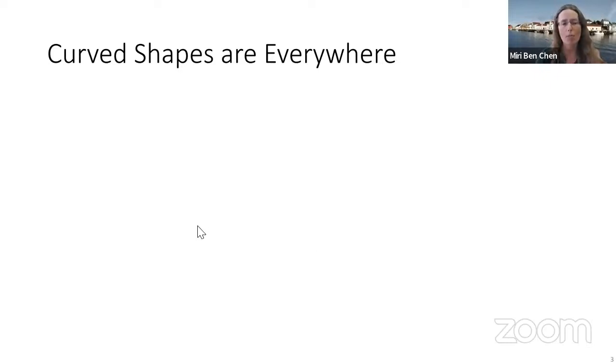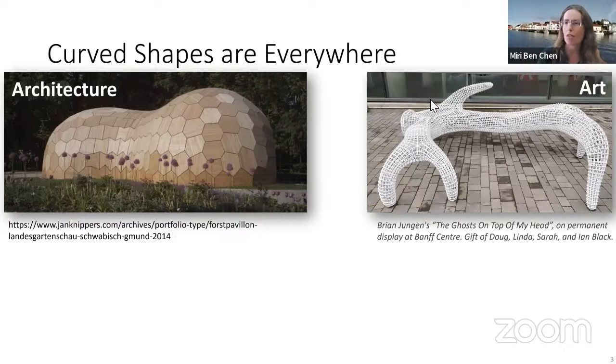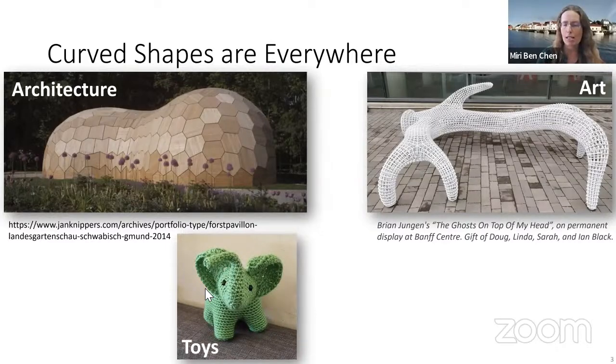And this problem comes up in different fields. For example, in architecture, what you see here is a doubly curved shape made from hexagonal planar panels made of wood. And this is a common problem in architecture, for example. Another example, this is furniture. So this is a kind of chair. It's exhibited at Banff, if you've ever been there in Canada, and it's made of quadrangular bits. Another example is plush toys.